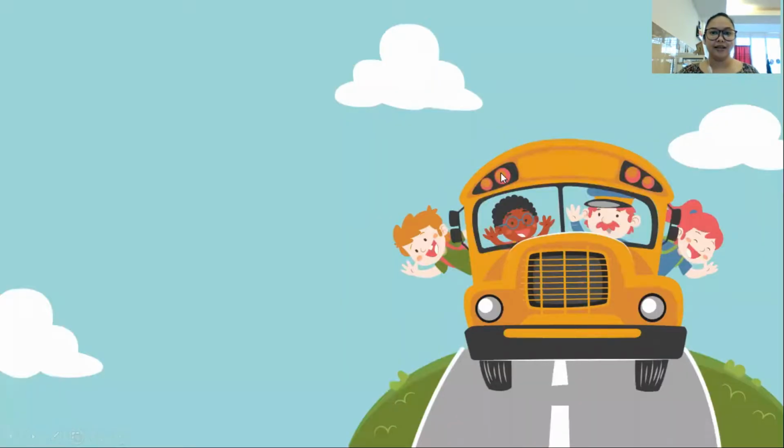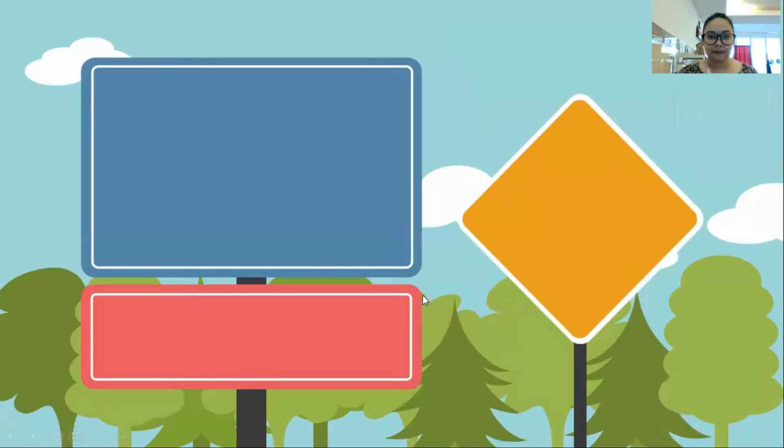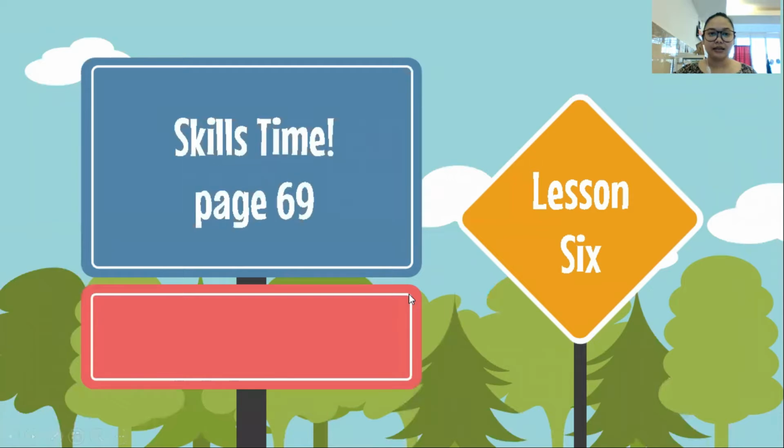2021. So once again, we are still on Unit 8 and the title of our unit is I'd Like a Melon. Get your student book and turn to page 69. We are now on lesson 6 and yes, it's skills time. So for this lesson video, we are going to focus on writing preparation. This is exercise number 3 of your student book, page 69.